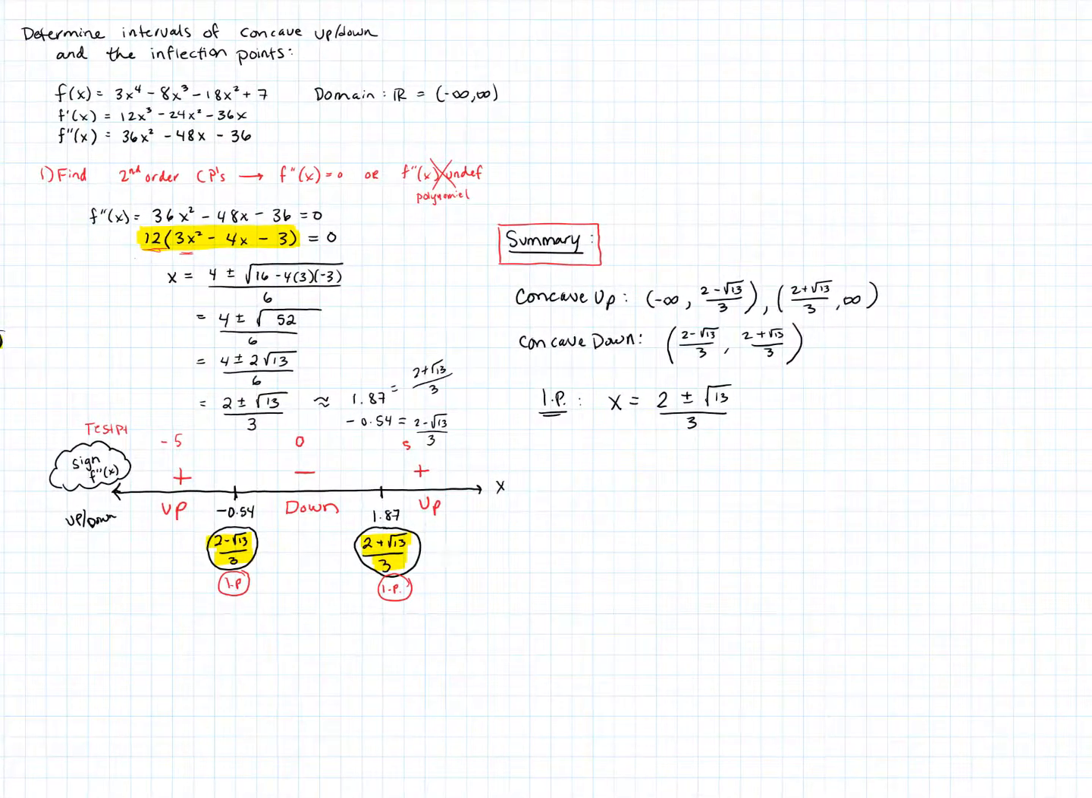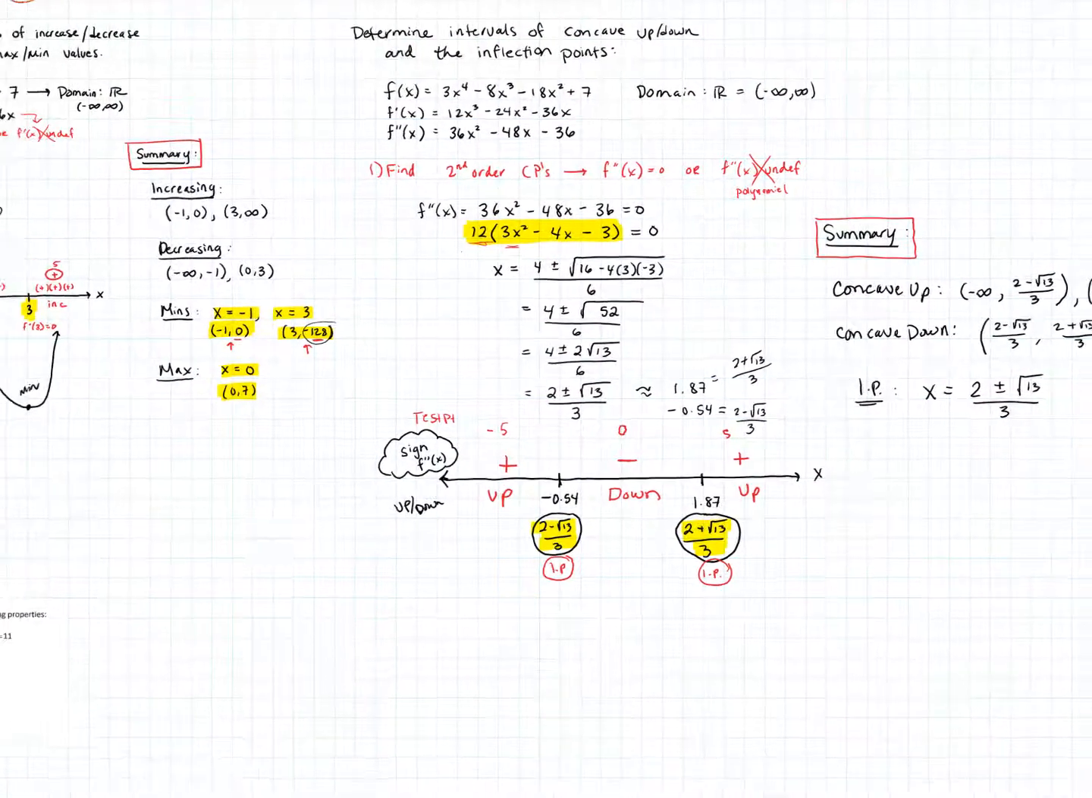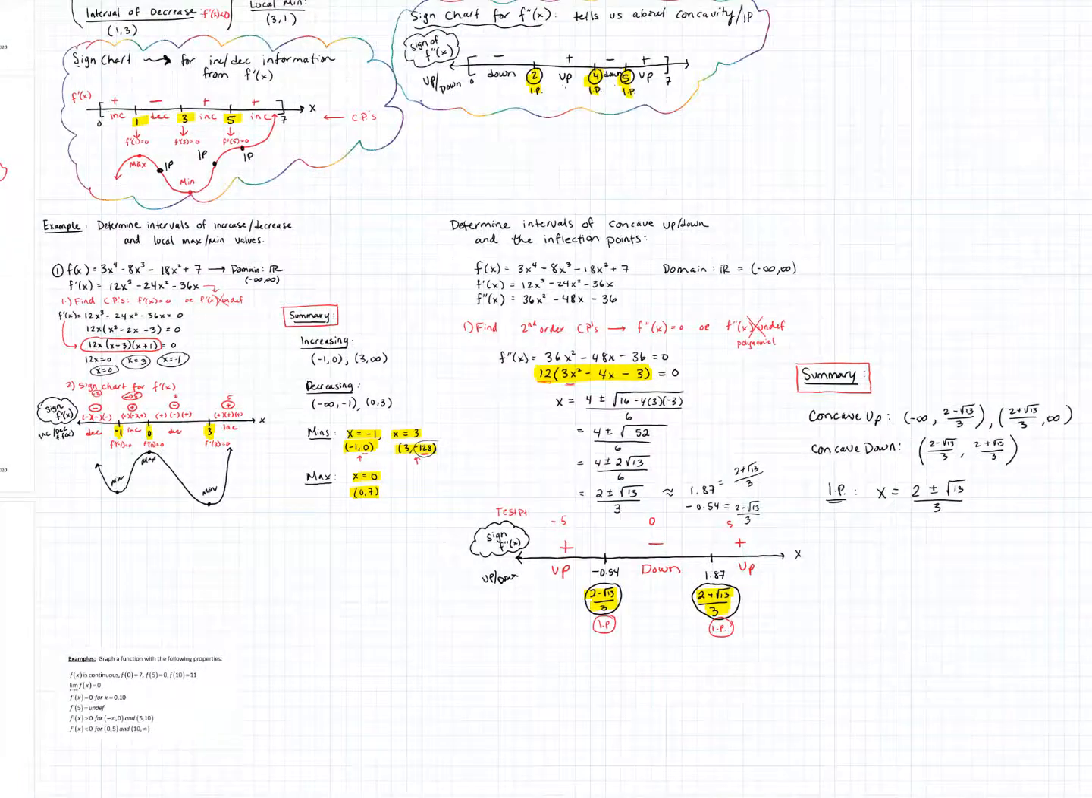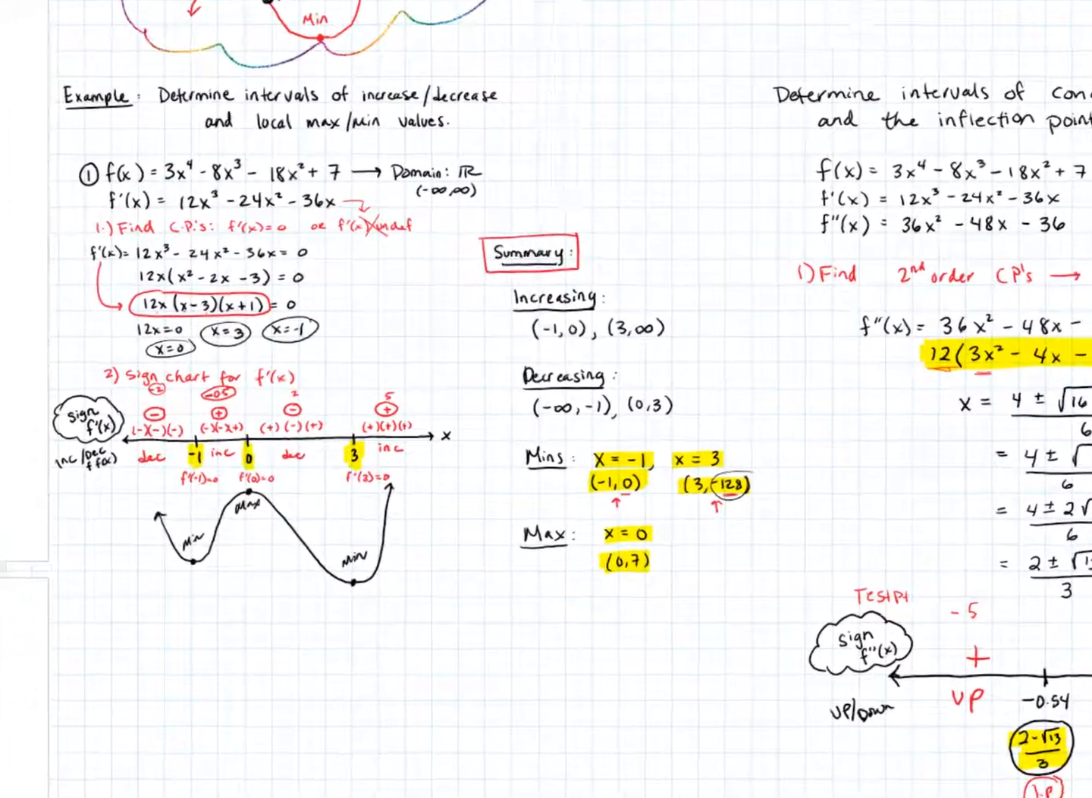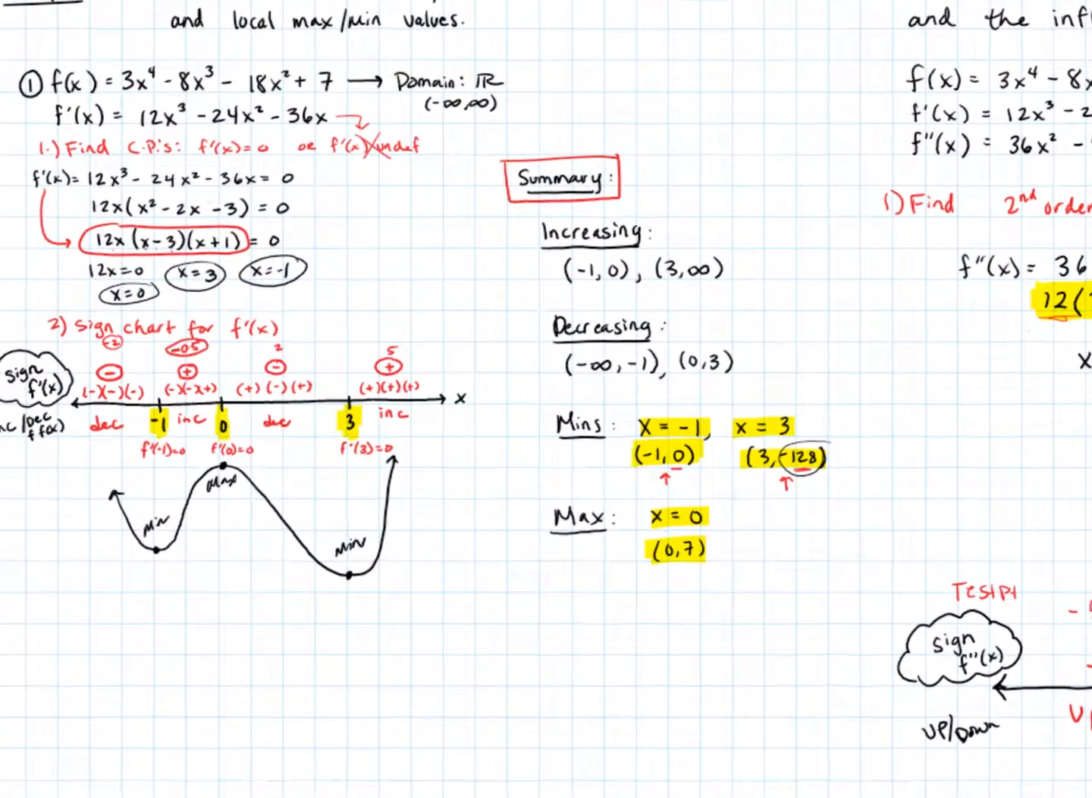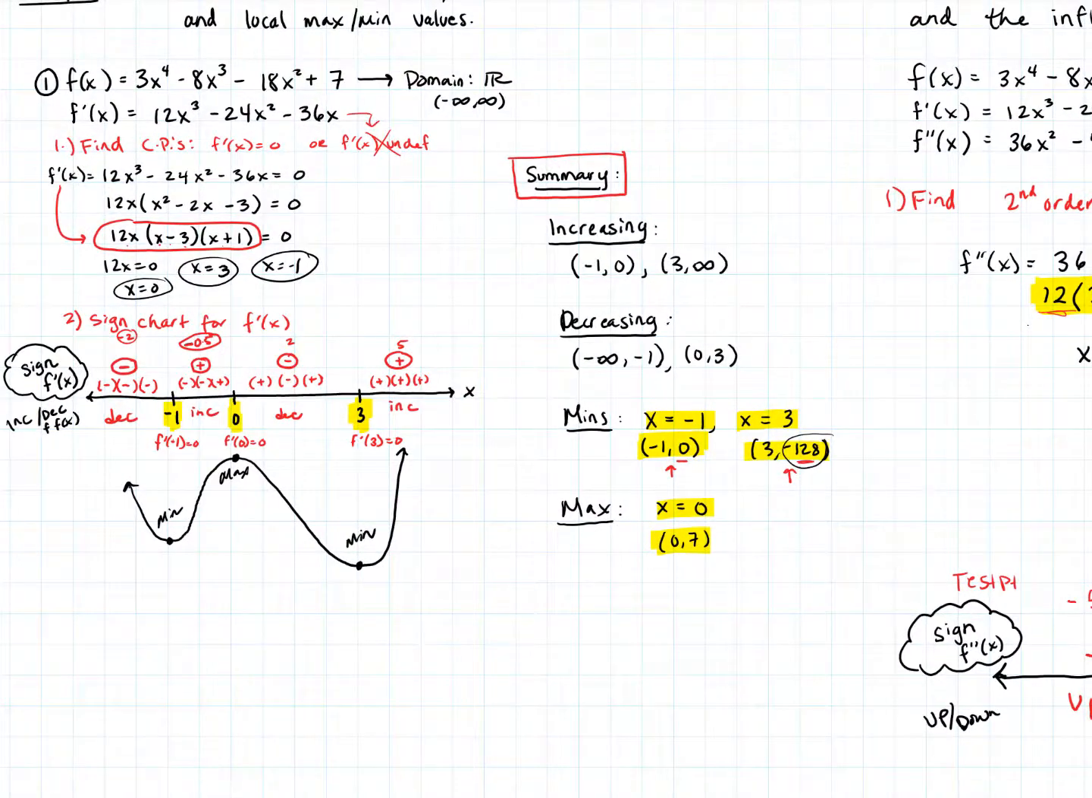But I just want to go back to this rough rudimentary sketch that we had right here. I know it's hard to get this all on the screen at the same time. If we could stack what we just did underneath it, we could see that we have an inflection point at negative 0.54 and at 1.87. So we actually have inflection points right here and right here, and if we stacked those two sign charts, we would see inflection points somewhere in here and somewhere in here.